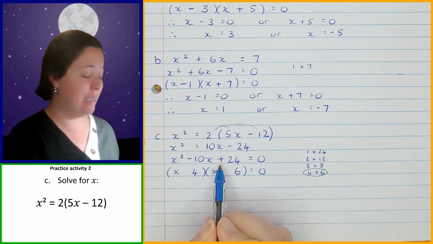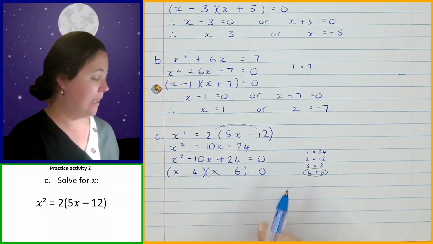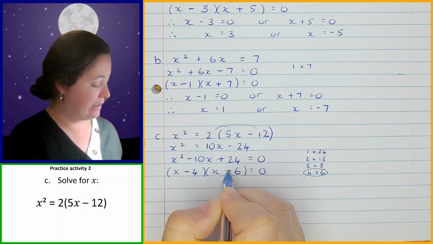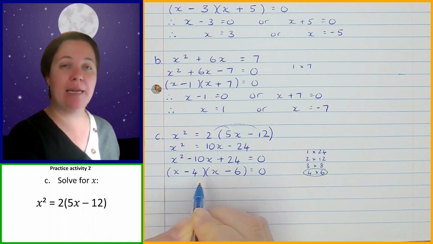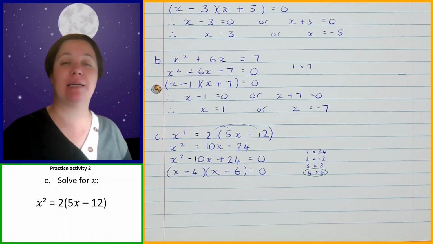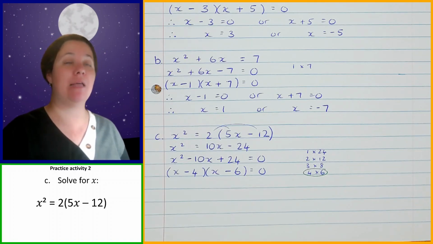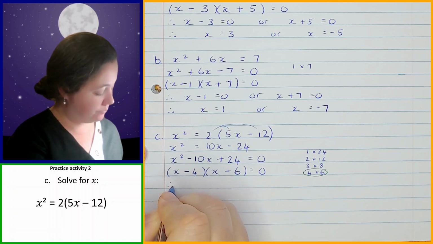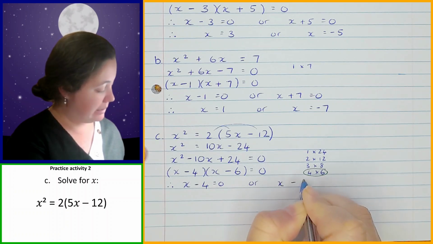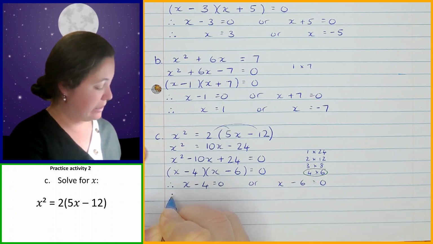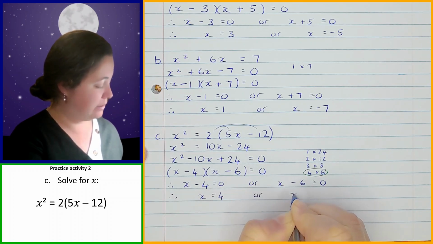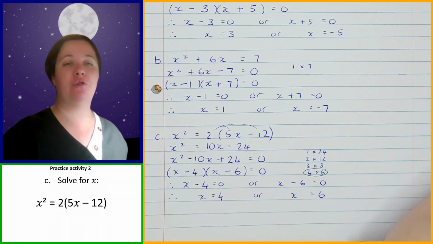Because this is a plus, the two signs are going to be the same as each other, and they're both going to take the sign of the middle term, so it's going to be minus and minus. So I've got x minus 4 and x minus 6 as my two factors. Now I can solve for x by taking each of those factors, making them equal to 0 separately, and then solving. Therefore, x minus 4 equals 0, or x minus 6 equals 0. That gives me x equals 4, or x equals 6. So that's what you should have got for question C.